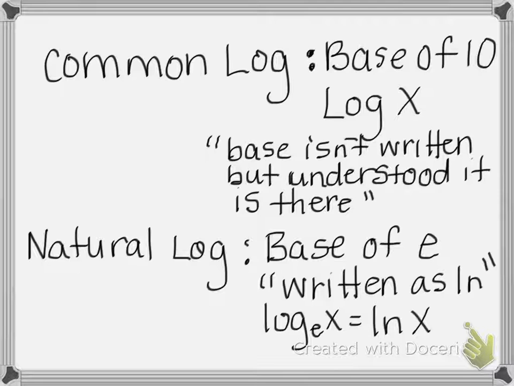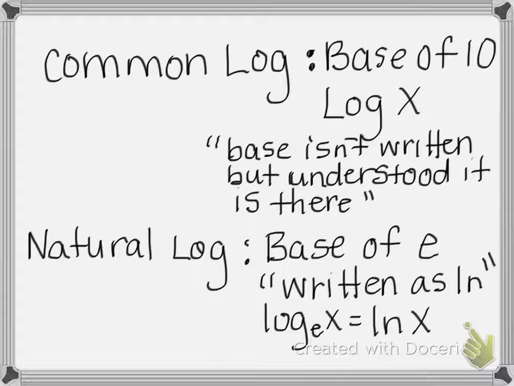But basically, let's start off and remind ourselves about the two special types of logarithms that we have. One is a common logarithm, and that's when it's a base of 10. And the base itself is not written, but it's understood that it's there. So when you see a logarithm and you don't actually see a base, you should automatically know it's a common log and that base is 10. Kind of like when we have a variable x and we don't see a coefficient, we know the coefficient is 1.